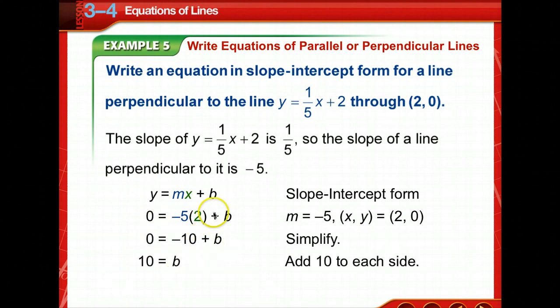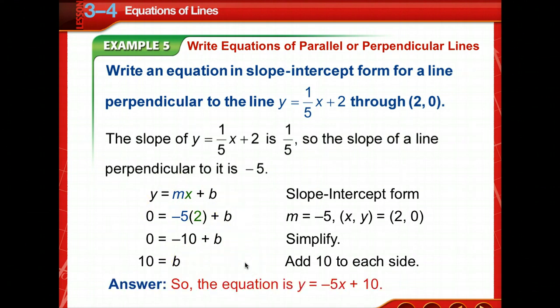This is how we find b. So we find out where it's going to cross the y when we substitute in the slope-intercept form. So the equation is going to be y is equal to -5x, because that's a -5, -5x plus 10, because that's where it crosses the y. That's the y-intercept.